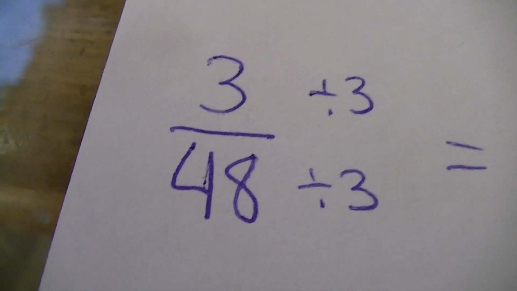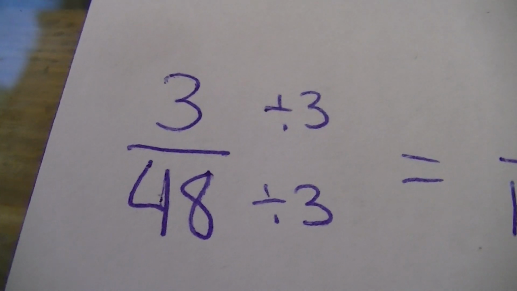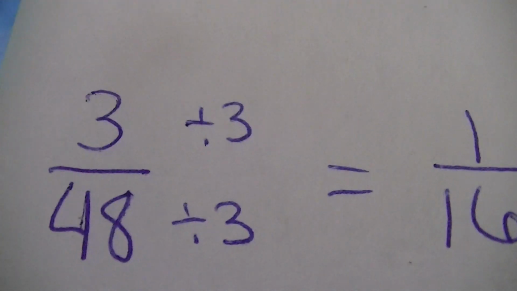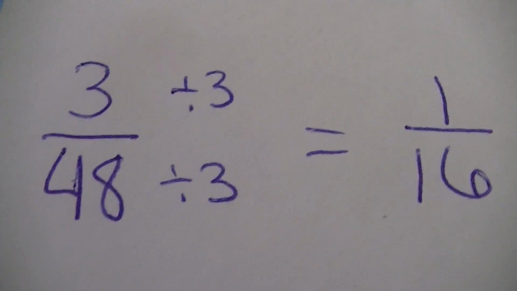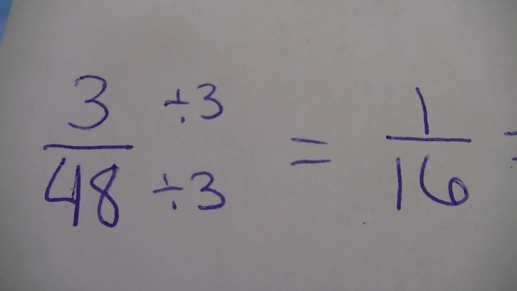In this case, I know that 3 goes into both of them. Again, whatever I do to the bottom, I have to do the top. That's how I simplify, right? I just divide the top and the bottom by the same number. In this case, it's a 3. So 3 goes into 3 one time. 3 goes into 48 16 times.